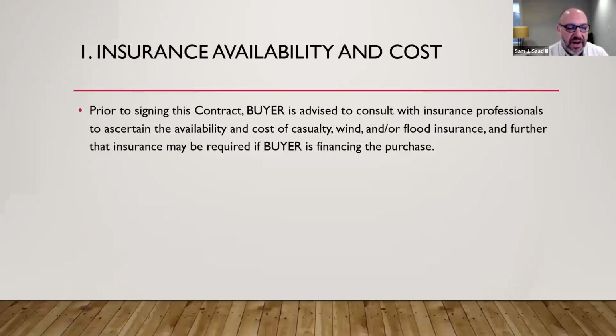Number 1, insurance availability. The buyer in the NABOR contract is responsible to investigate insurance prior to signing the contract. That means that if you are taking buyers out, you should be talking to their insurance agent and giving the insurance agent information about the properties that they're looking at so they can get an understanding of their insurance costs up front. And if they're financing the property, they will be buying insurance, single family and for most condos, actually.